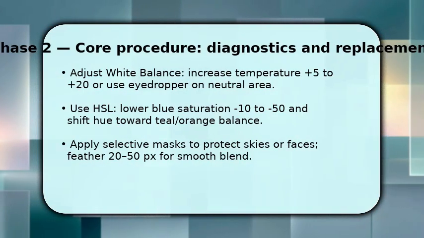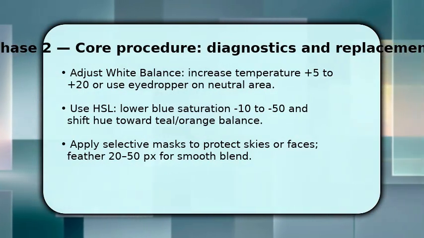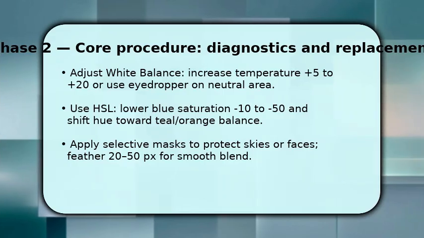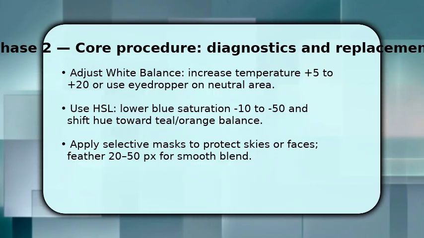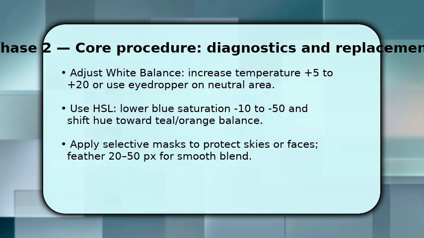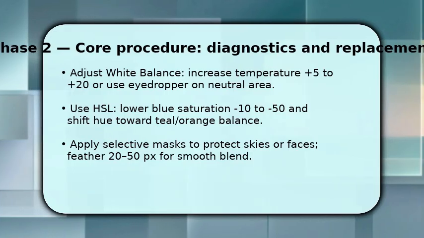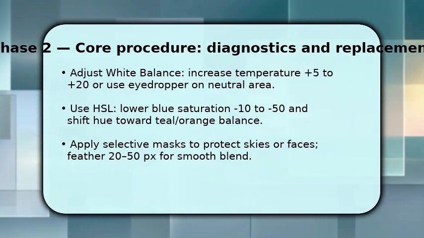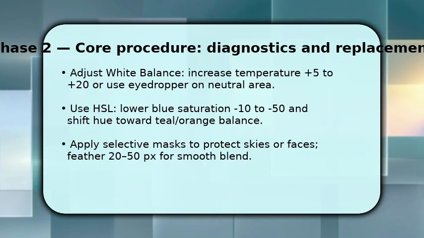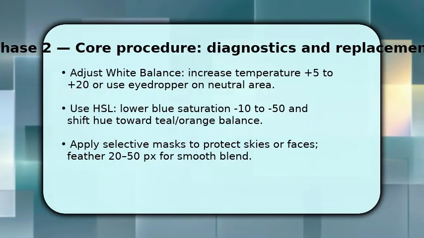You now target the blue buildup directly. First, tweak white balance. Raise temperature by about 5 to 20 or sample a neutral gray with the eyedropper to remove cool bias. Next, open HSL or color panel and reduce blue saturation, testing values from -10 to -50 until skin and highlights look natural.